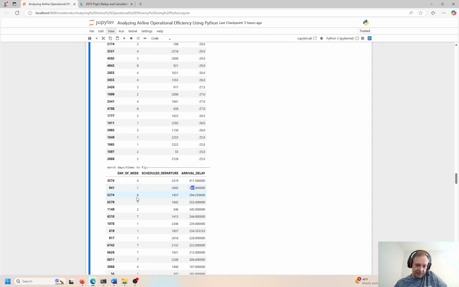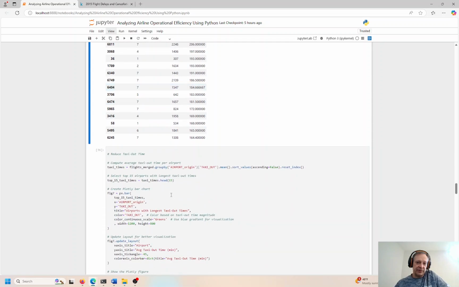So Monday at 8 p.m., and then Sunday is 7, so 6 would be Saturday at almost 3 p.m. That flight has a lot of delays too, so don't fly it on a Saturday at almost 3 p.m. in the afternoon. Don't do that because you're going to have a lot of delays, okay?